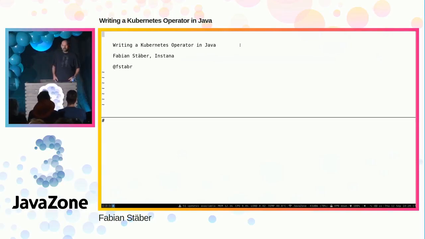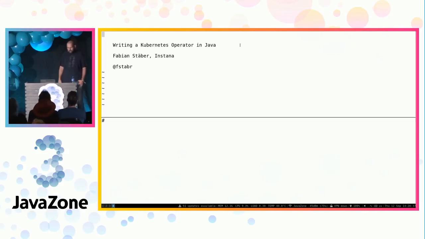This is a talk without slides, so I will actually write a Kubernetes operator in Java. And the idea is that if you see the code and see what it does and follow along, then you get an understanding of what operators do in general and how you could do similar things in your own projects.